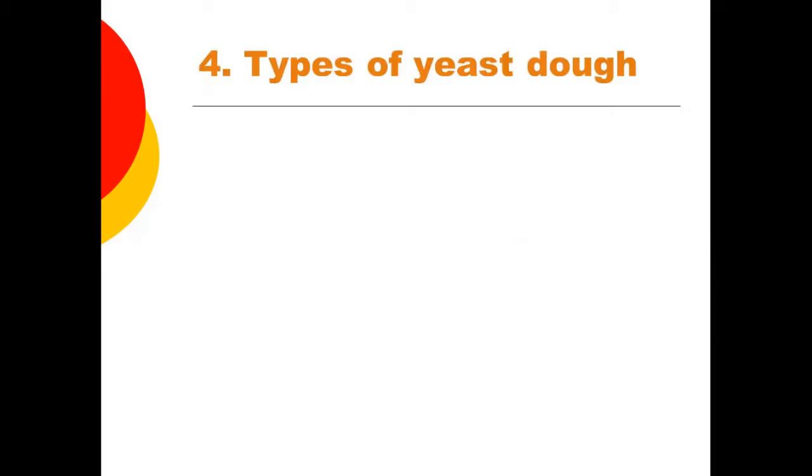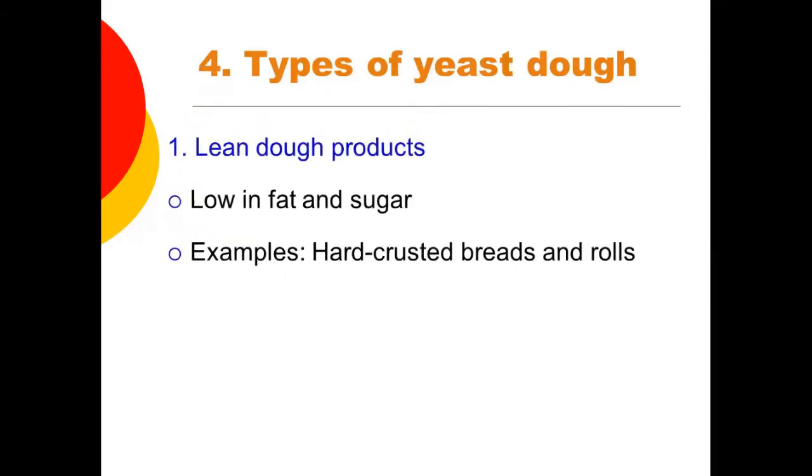Let's move on to the fourth part of this chapter, that is the types of yeast doughs. There are basically three types of yeast doughs: lean dough products, rich dough products, and rolled-in dough products. The first one is lean dough products. Lean dough is one that is low in fat and sugar.